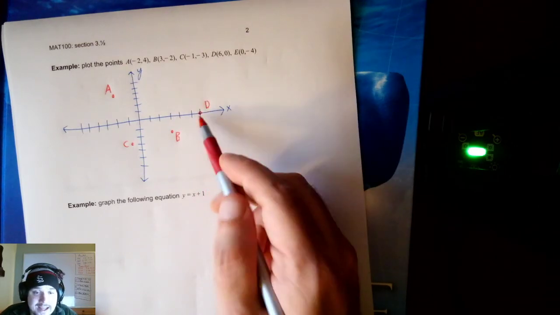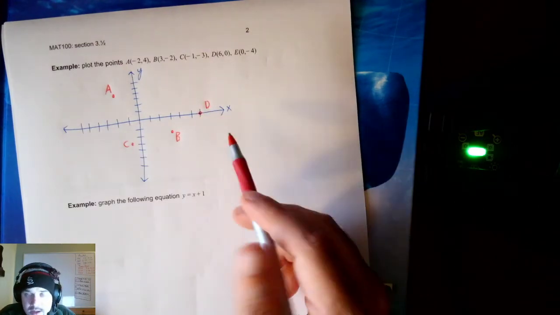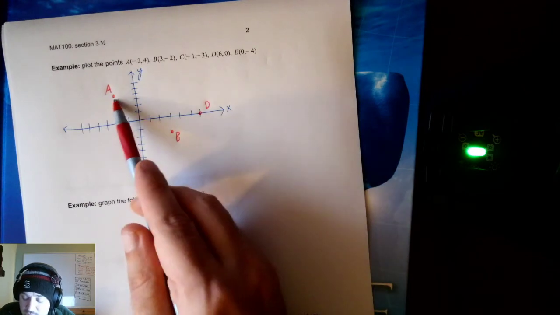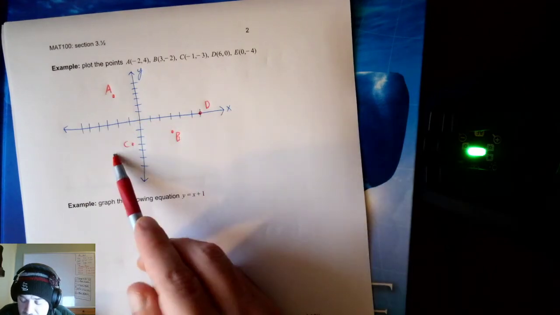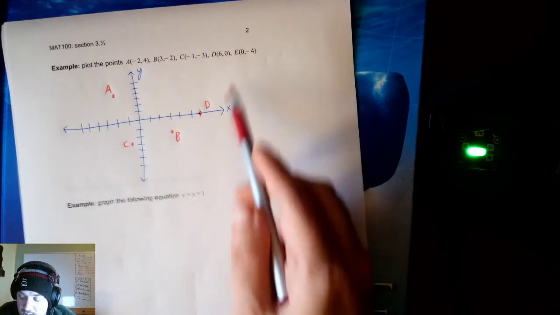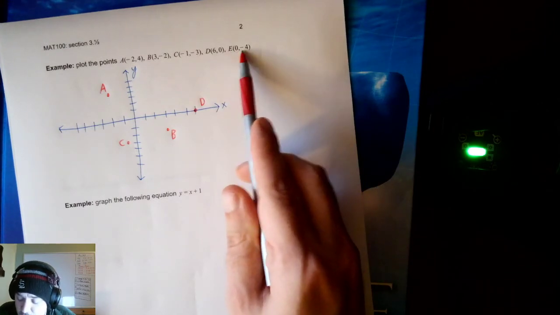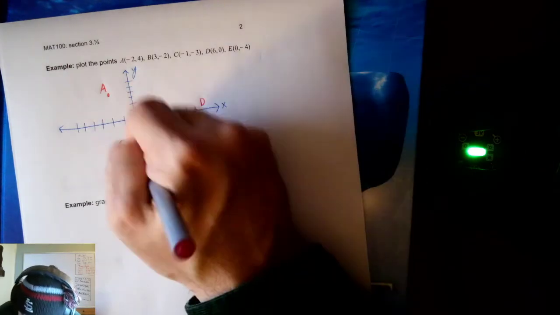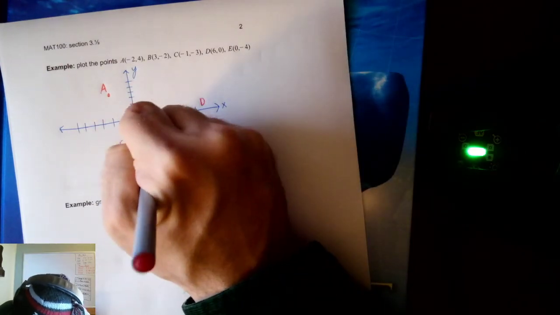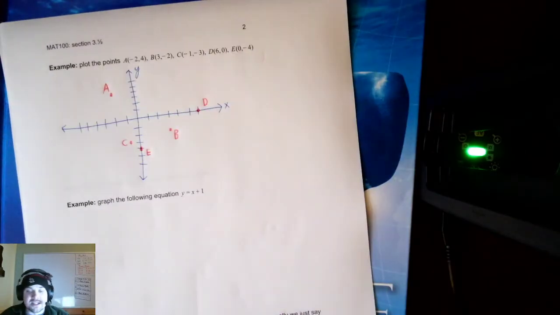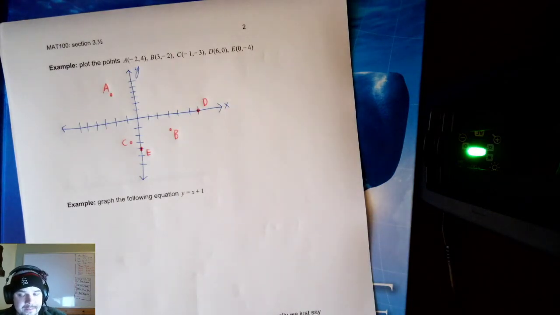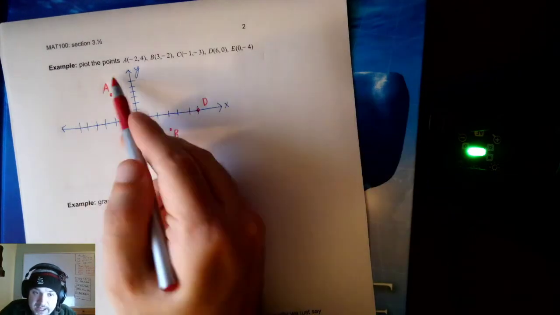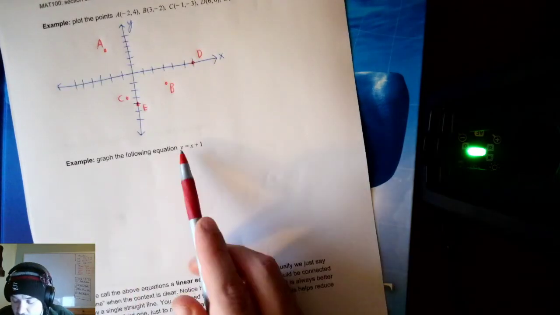It's in between them. It's on the boundary. So we had second quadrant, fourth quadrant, third quadrant, no quadrant. And then E, 0, -4. 0 tells me to stay where I am, left or right. -4 tells me to go down 4. And that would be E, which once again is not in a quadrant. It's on the axis itself. So that's plotting points. What about graphing equations?